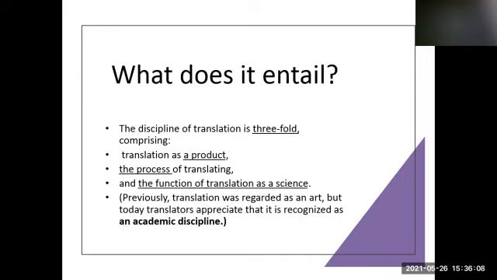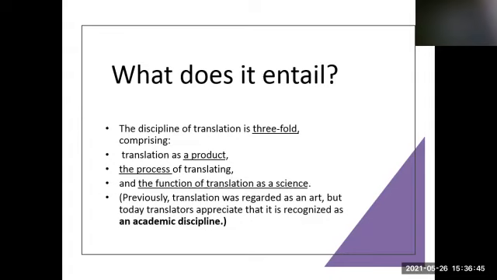It includes three things. The first thing is that translation in itself is a product. When you translate something, you are producing a text. Yes, there is an original writer for this text, and yes, somebody wrote it, but when you transport this text from one language to another, you are producing something. This is number one.